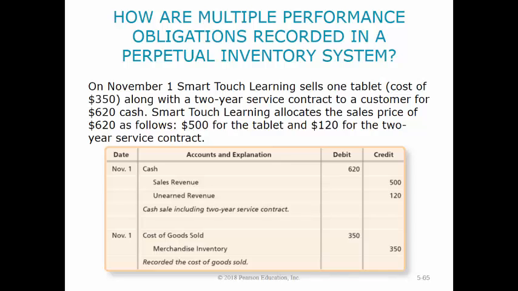Smart Touch Learning allocates the sales price of $620 as follows: $500 for the tablet and $120 for the 2-year service contract. In recording the transaction, Smart Touch Learning should only recognize revenue when or as it satisfies each performance obligation. The $500 associated with the tablet would be recognized as sales revenue because the tablet has been delivered to the customer. The $120 for the 2-year service contract would be recorded as unearned revenue because the company has not satisfied the obligation of servicing or fulfilling the service contract.